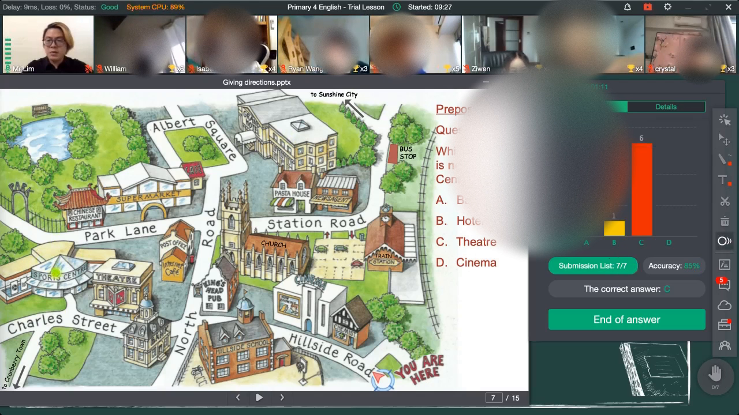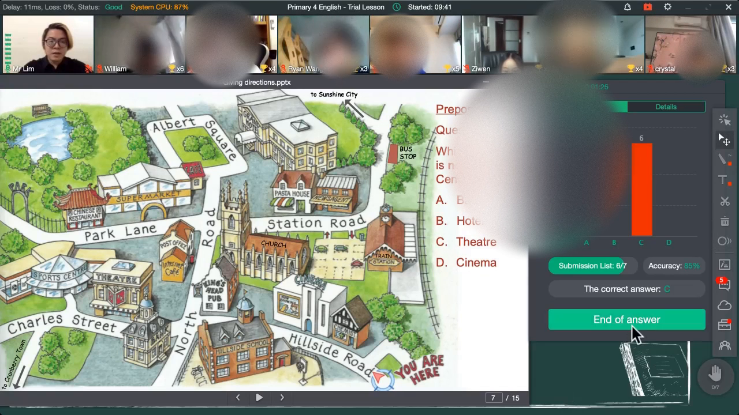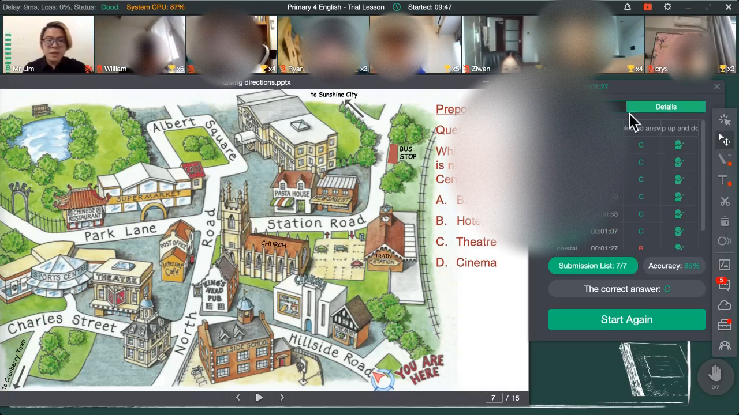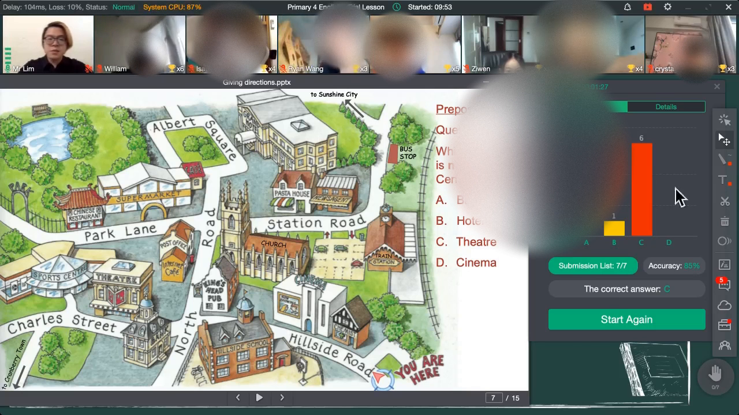Which building is next to the Sports Center? All right. I'm going to give 5 more seconds. If nobody answers, I'm going to end this answer right now. All right. One person chose B. Okay, but as you can probably tell by now, the theater is next to the sports center. Okay, let's move on.